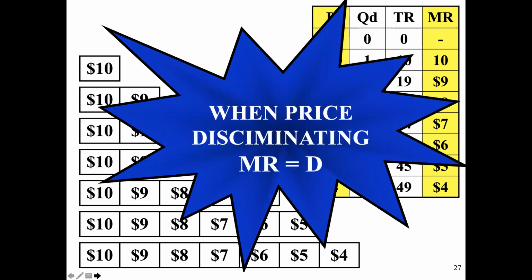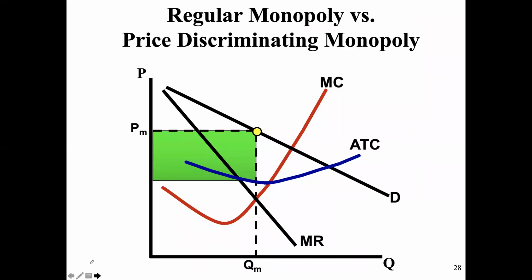Therefore, when you price discriminate, your marginal revenue equals your demand curve again. So we have a little bit of a rebirth of Mr. Darp. Not exactly, but sort of. Okay, so that's going to be the big change. All right, Mr. Oleson, what does all this mean for our graph? Let's take a look here.